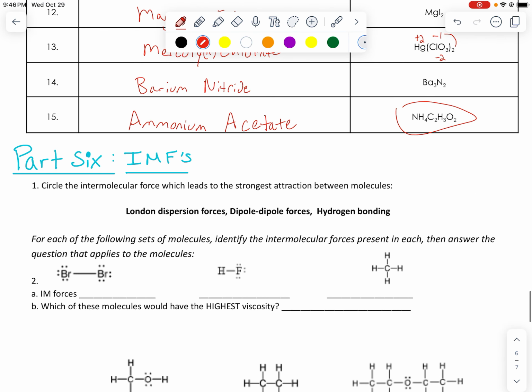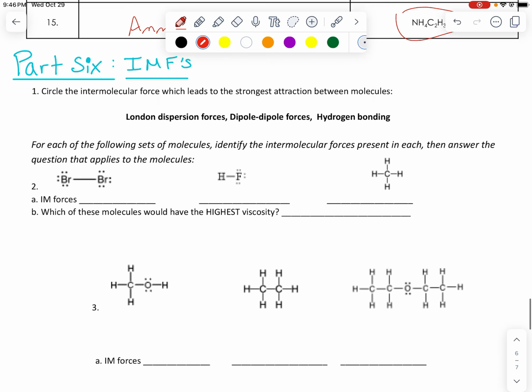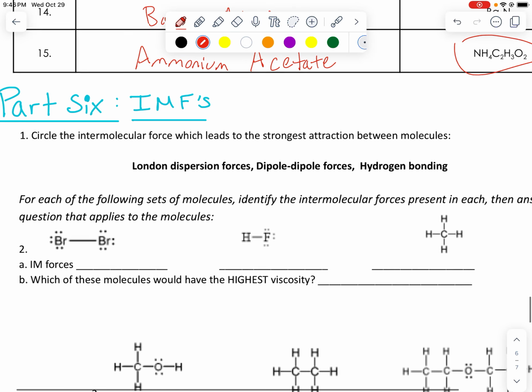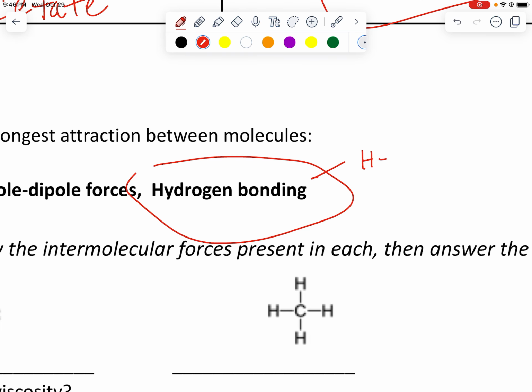Okay. I think we can do part 6 somewhat quick because there's not a whole lot of writing to do. All right. The intermolecular force, which leads to the strongest attraction between molecules. The strongest one out of these 3 is hydrogen bonding. And remember, this is when you have a hydrogen that is bonded to an N, hydrogen bonded to an O, hydrogen bonded to an F. If you have that within a molecule, it leads to intermolecular attraction or intermolecular forces between molecules. Okay?